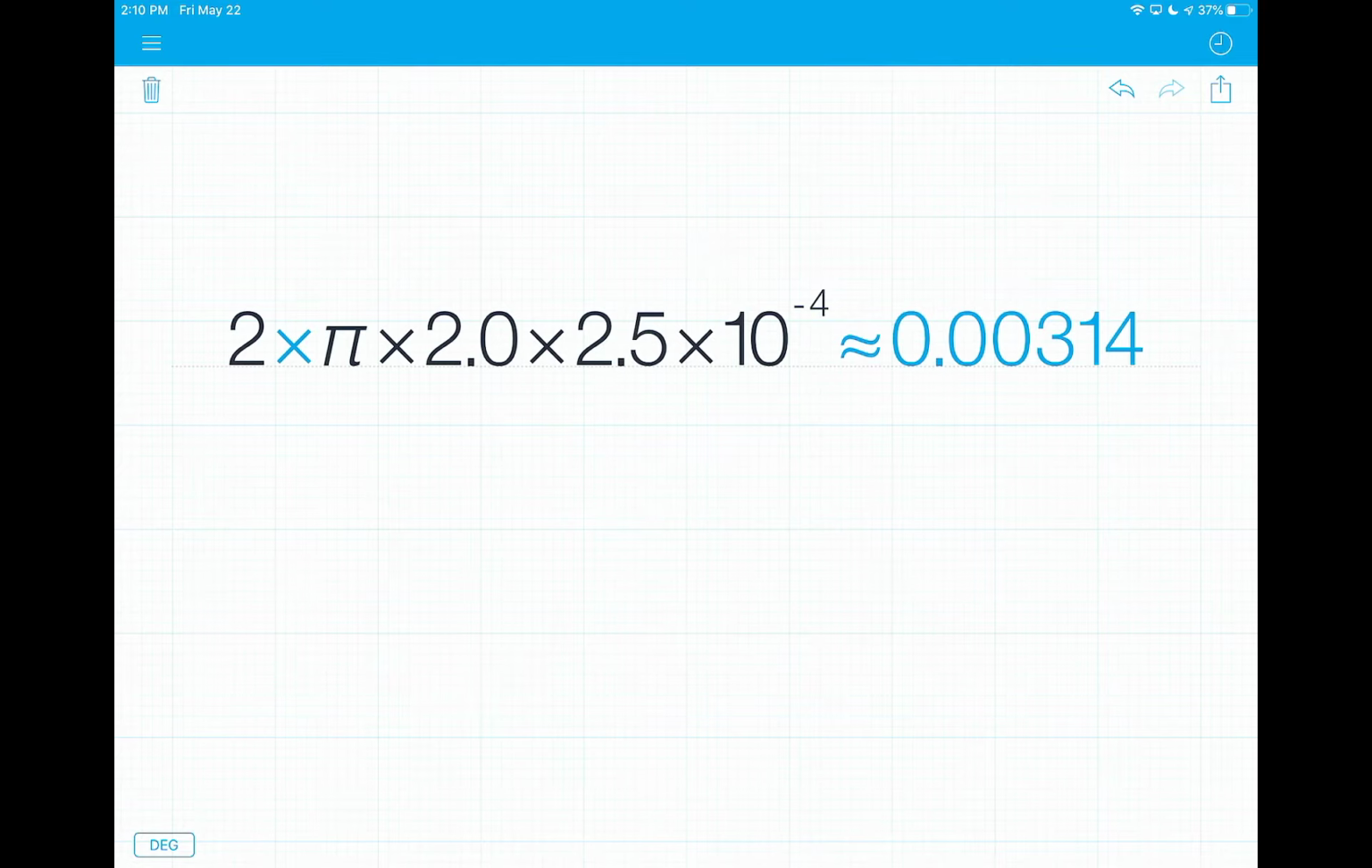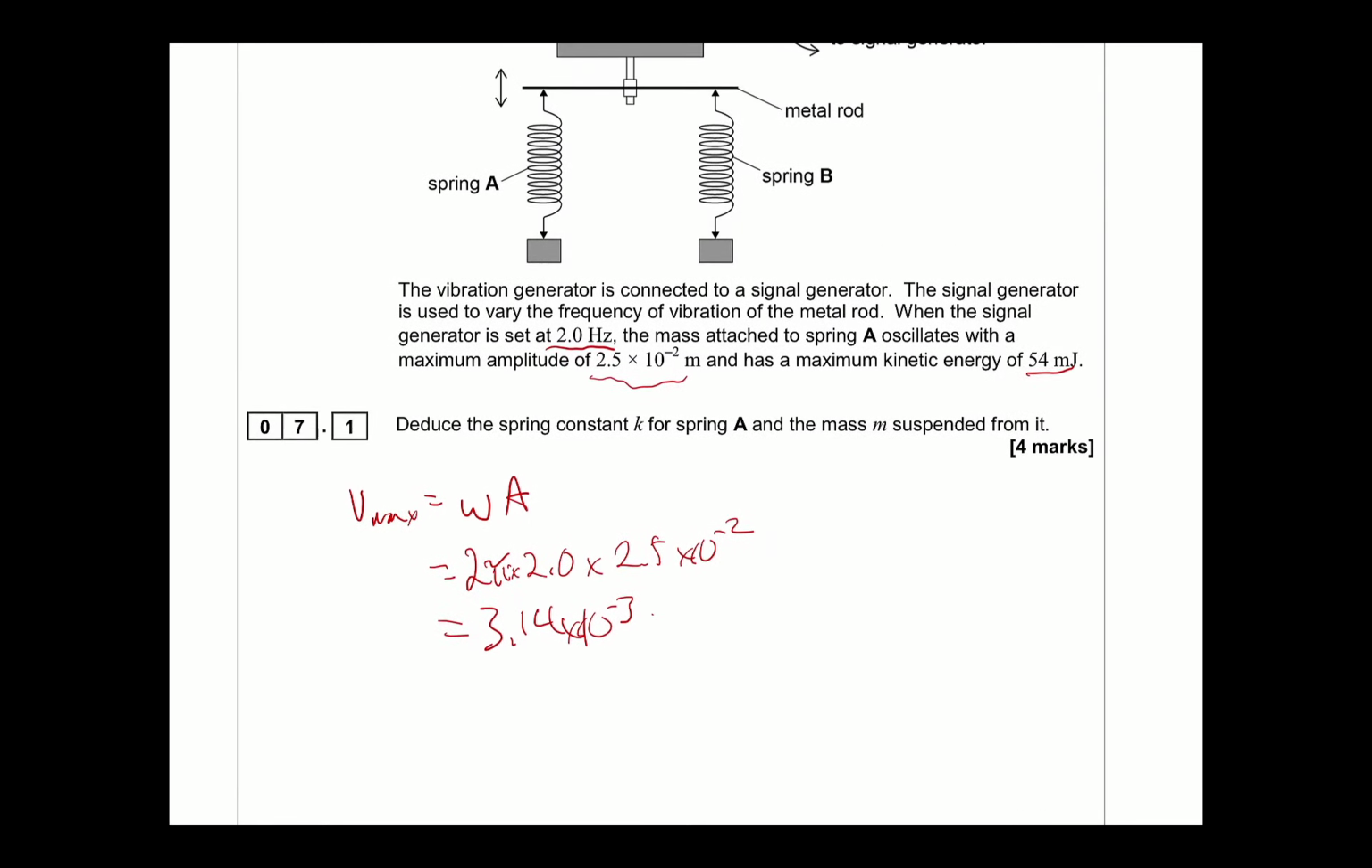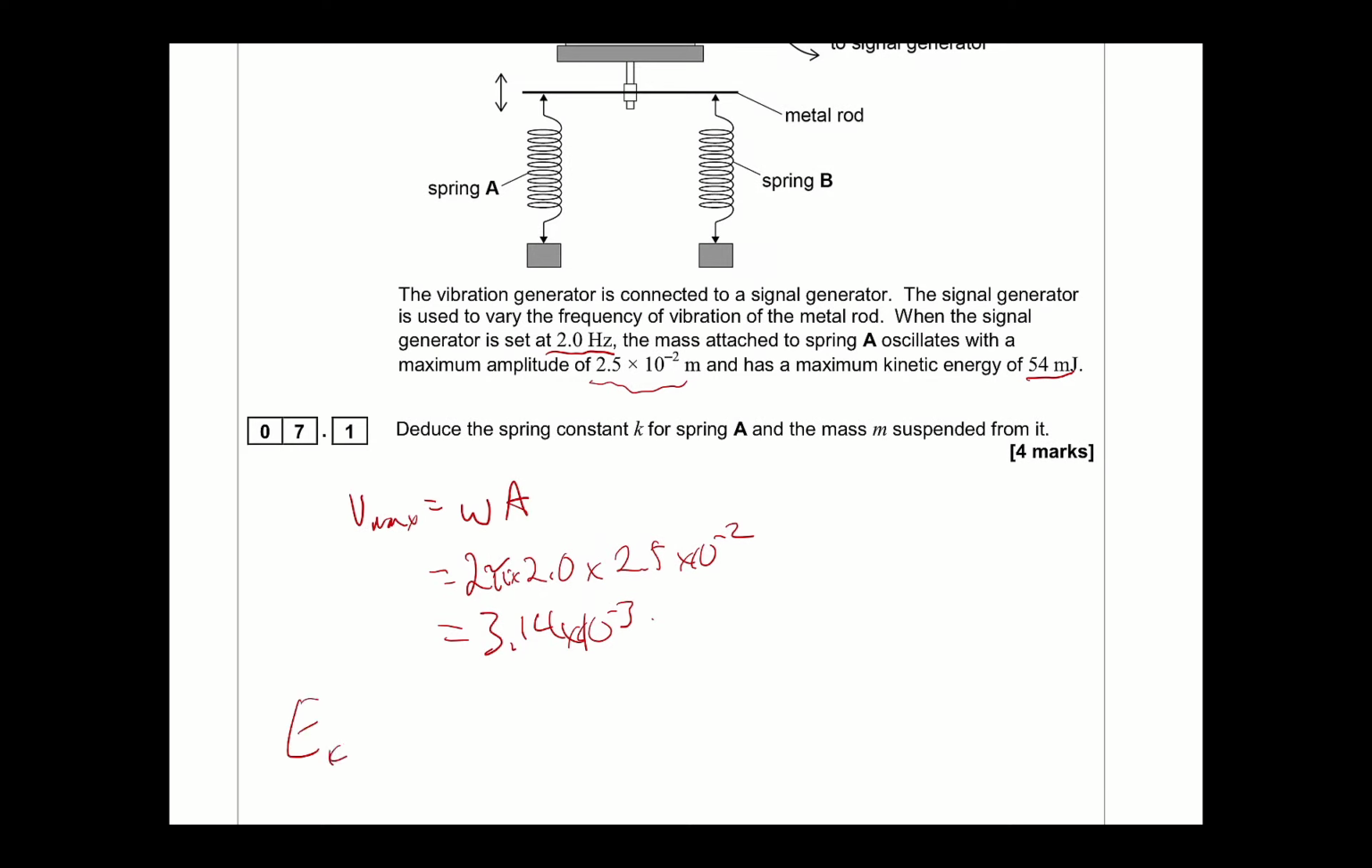So 3.14 times 10 to the minus 3. Our EK max will be 1/2 m v squared, V max squared. Okay, so 54 times 10 to the minus 3 is equal to 1/2 m times 3.14 times 10 to the minus 3 squared.